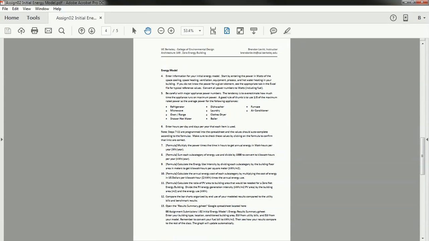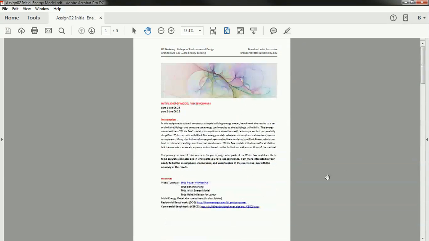Welcome to tutorial 1C, which is going to be about building your initial energy model. Keep in mind that the purpose of this model is really to start to familiarize yourself with the different aspects of energy use in buildings. It's not meant to be the most accurate model, although I'd like to see you try to get it as accurate as possible. The real point of this is for you to start to dig deep into the different components of energy use and start to recognize some of the limitations and assumptions that you're bringing to the table.